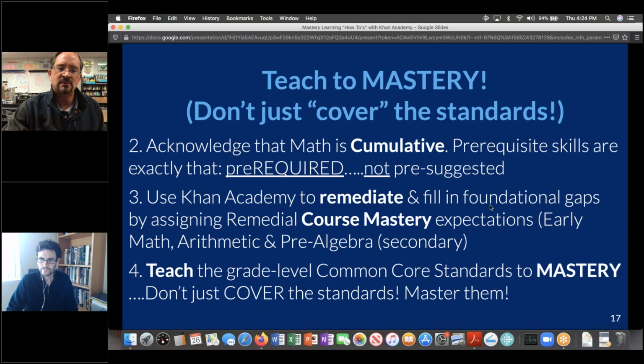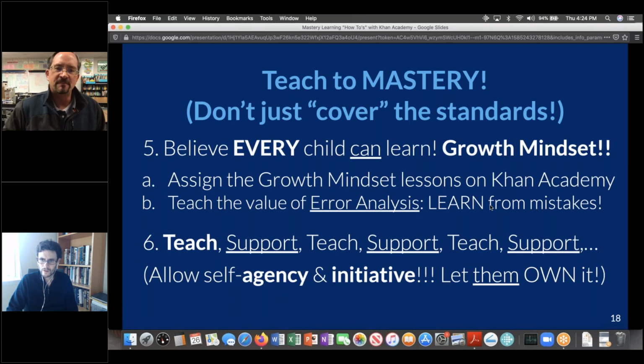Expect mastery. Number 5, believe that every child can learn. It's called growth mindset. So what you should do is assign it like the first week of school. And I know it's kind of late now, but you can still assign this to your kids now. Change their lives now. Don't wait till the fall. Assign this remotely as we're all doing remote learning.